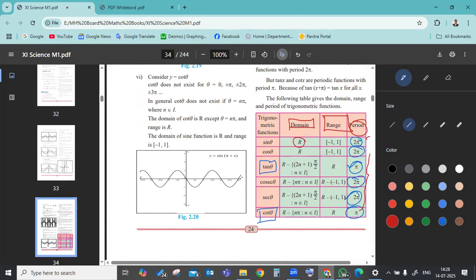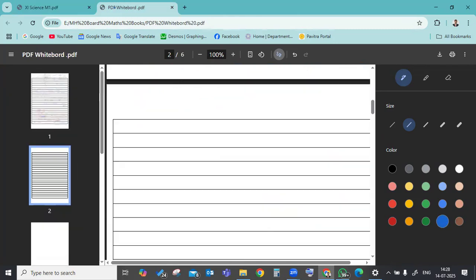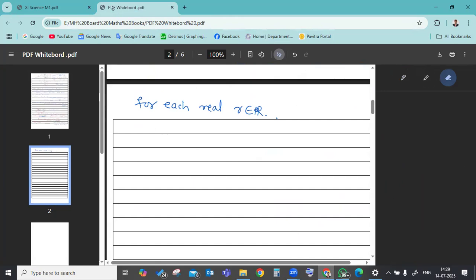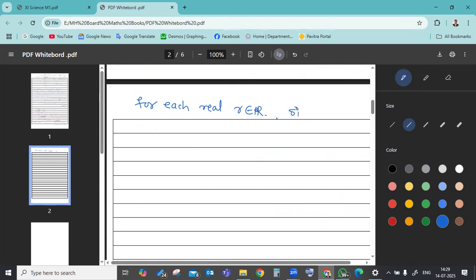Okay. So see, in trigonometric functions, the domain of sine theta is R. Domain of sine theta is R means what? For each real number from the set of real numbers, sine is defined. There exists a value for each real number. This ratio is defined. Getting it?